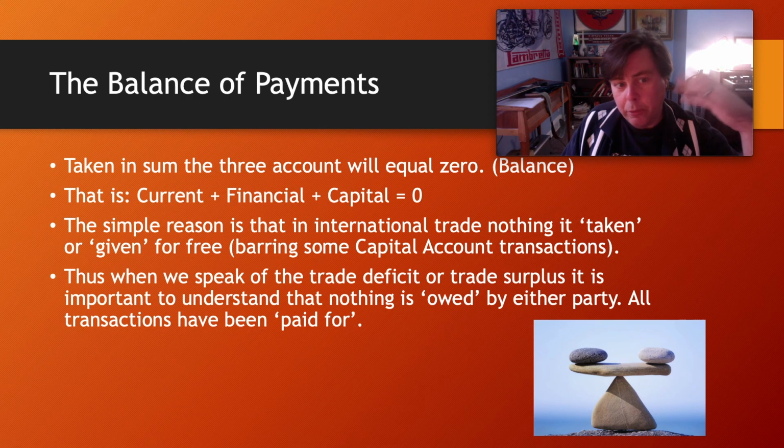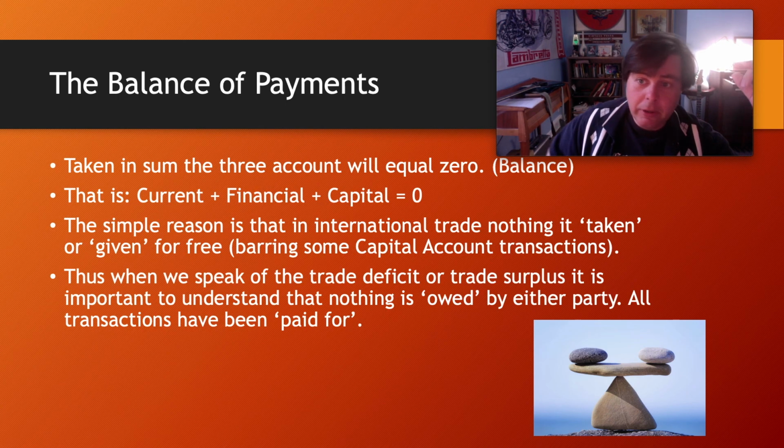So if we take all three of those accounts, current plus financial plus capital, they should sum to zero for reasons that we talked about and actually illustrated a short while ago. This is referred to as the balance of trade, and it also illustrates the idea that a trade deficit or a trade surplus does not imply that somebody hasn't paid for anything, right?